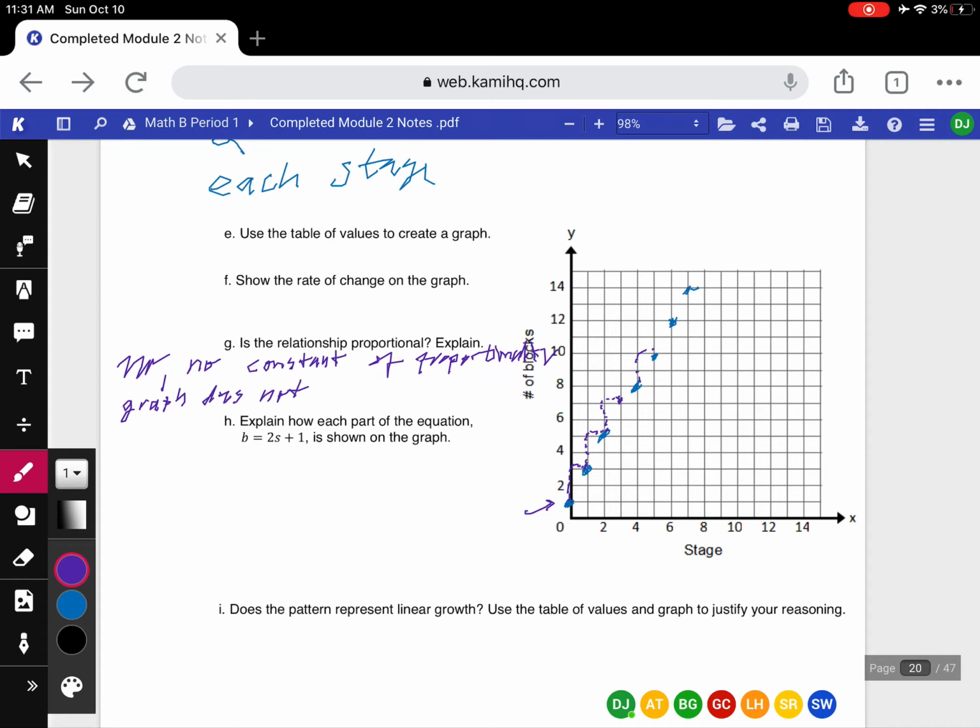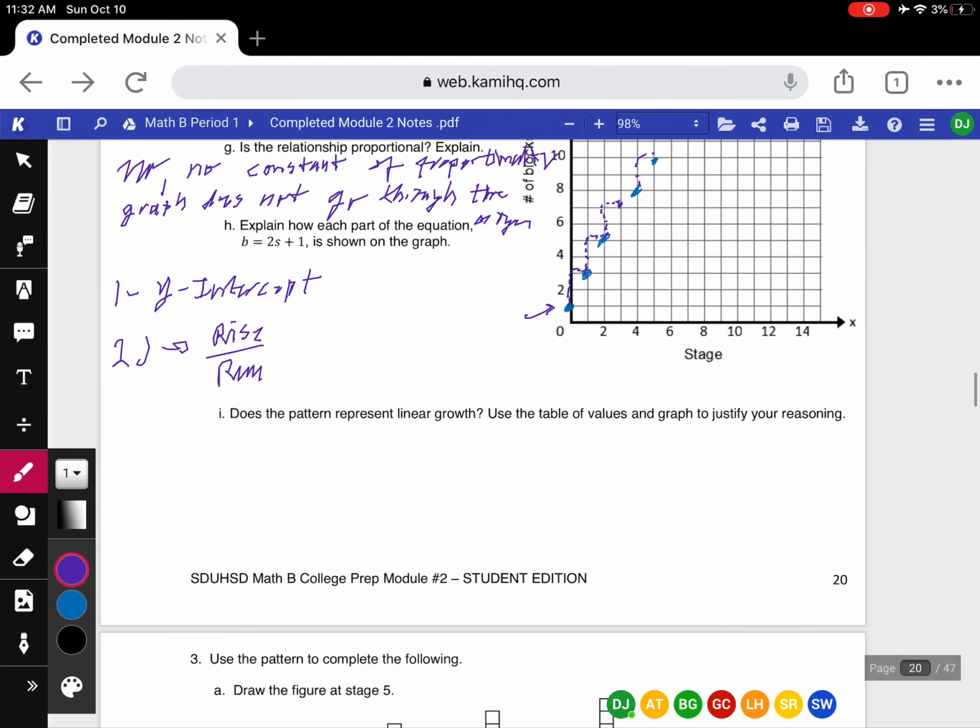Does not, my apology, go through the origin. All right, now it says explain how each part of the equation of b equals 2s plus 1 is shown in the graph. Well, the 1 is the y-intercept. And the 2s is your rate of change, your rise over run.